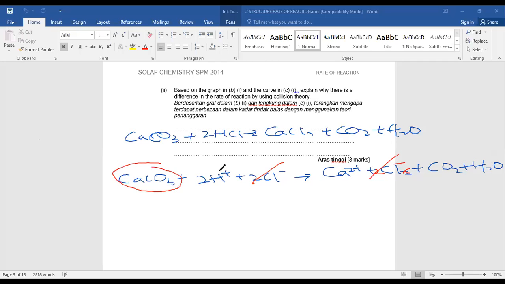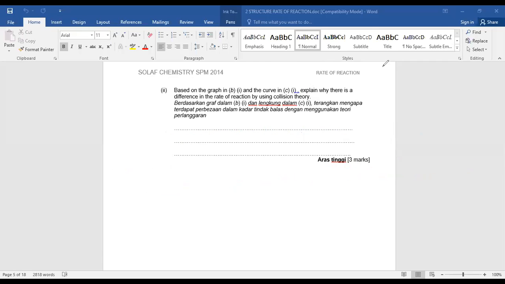These two particles are the ones which collide. Therefore, after we talk about the factor, the size of granulated calcium carbonate is larger. The total surface area exposed of granulated calcium carbonate is smaller. Then the frequency of collision between the calcium carbonate and the hydrogen ion is lower. Therefore, the frequency of effective collision between the calcium carbonate and the hydrogen ion is lower. Okay, I hope you can understand. Any problem until here?